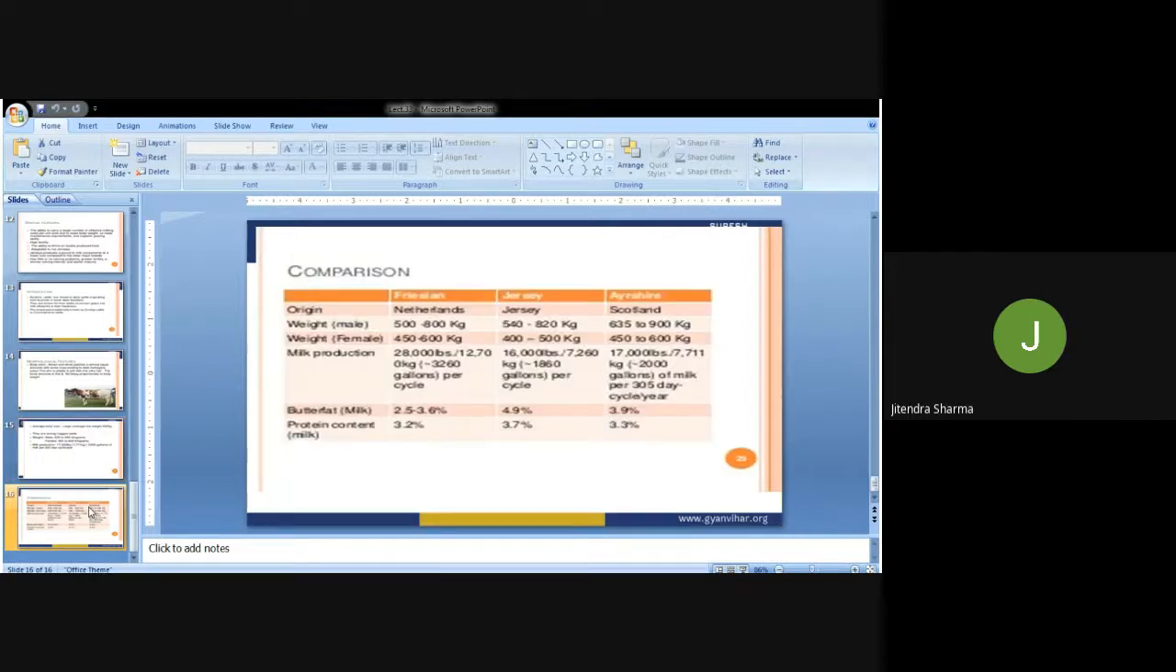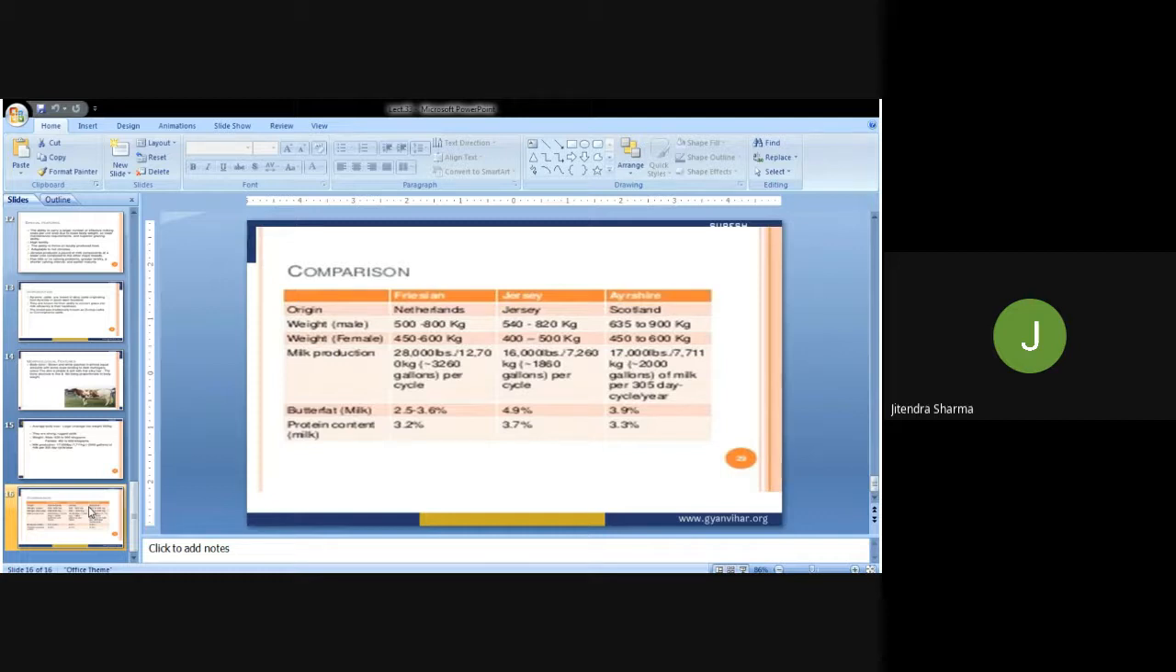Now we will compare all these three breeds together. Here we have a little comparison of which one is better. From the fat content point of view, 4.9% fat content is there in Jersey, and Jersey comparatively requires less attention as compared to Holstein and Ayrshire. The body weight and everything is given here.